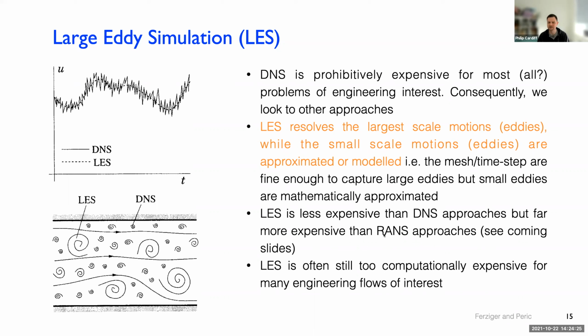So you may have heard of RANS, or Reynolds Averaged Navier-Stokes. We're going to talk about that approach as the cheapest approach next. Often in LES, they call it filtering. If you imagine you have a spectrum of large to small eddies, it basically filters out the smallest ones. It just ignores the smallest ones and adds a term to account for what their effect would be.